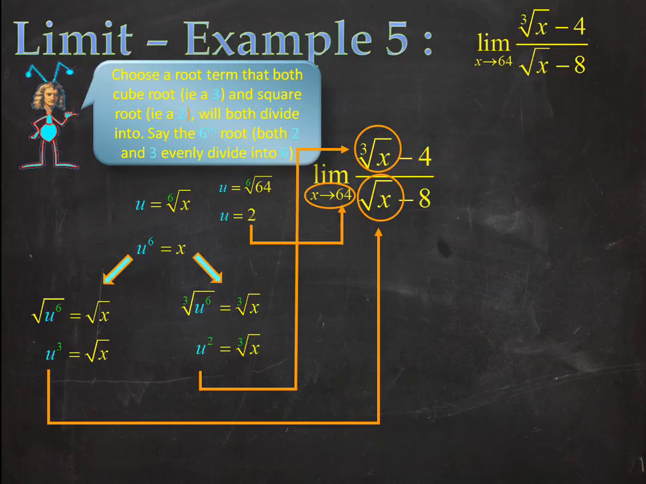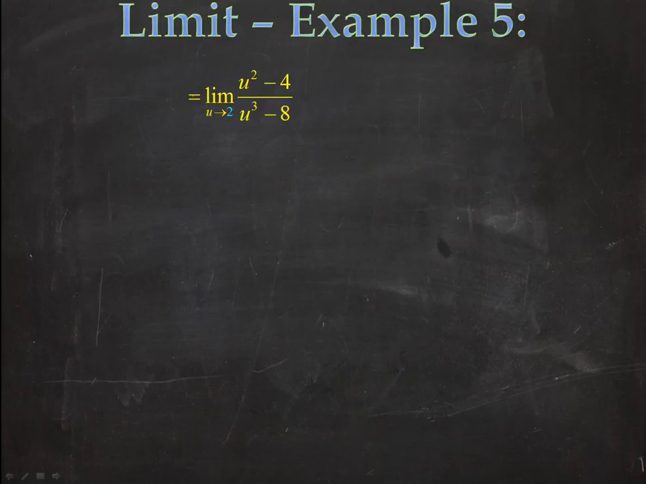So our original expression, the limit as x goes to 64 of the cube root of x minus 4 divided by the square root of x minus 8, is equivalent to the limit as u goes to 2 of u squared minus 4 divided by u cubed minus 8. This is a less intimidating expression for us to work with. Now we just simply have to use algebra to assist us with this one.